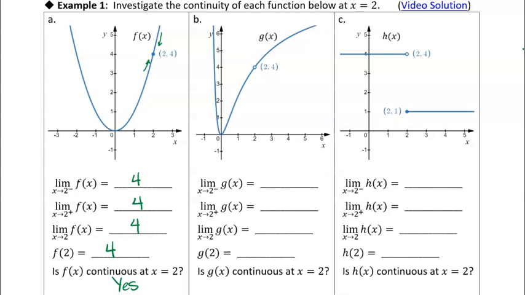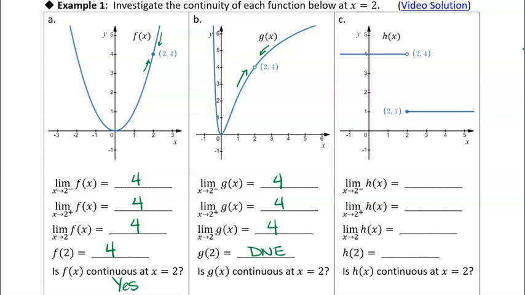All right, let's look at the next one. If we approach x equals 2 from the left, it looks like we're going to 4. And also from the right, the value is going to 4. So the limit is equal to 4, right? But g of 2, it looks like there's a hole at 2, because it's an open circle. So the value of the function at 2 does not exist.